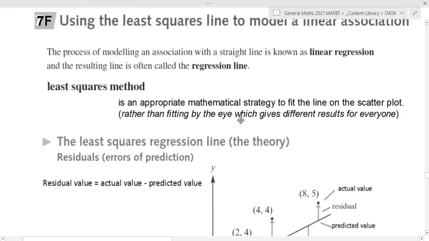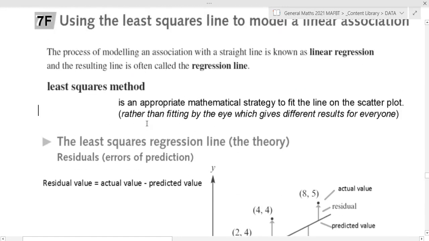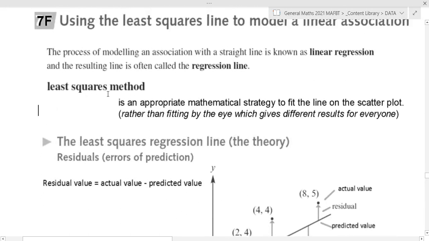Okay, so for chapter 7F, we're looking at how we actually derive a line from a bunch of dots in the scatter plot. So we use what we call the least square method when we do this. It's basically a strategy where we fit the line in a scatter plot using a formula in a sense, but we won't really be using this to actually draw because the CAS will do it for us. But this lesson will focus on understanding how a residual is used to actually draw the line.